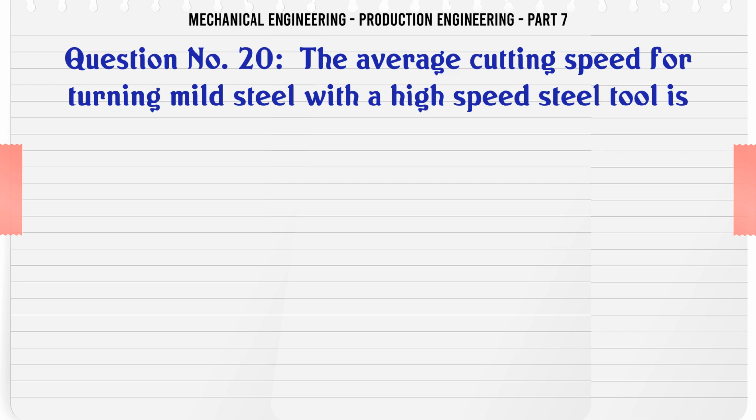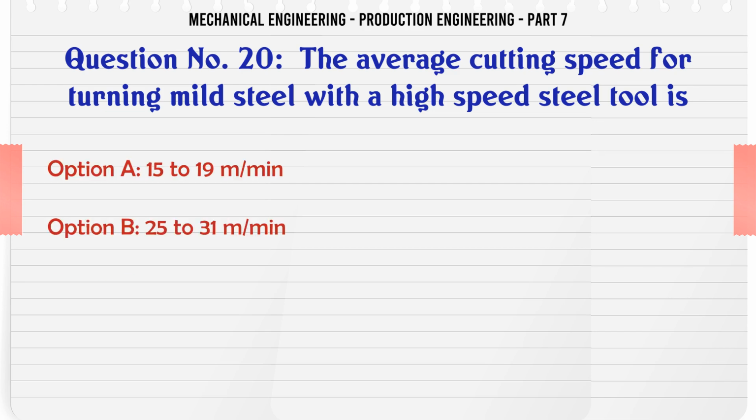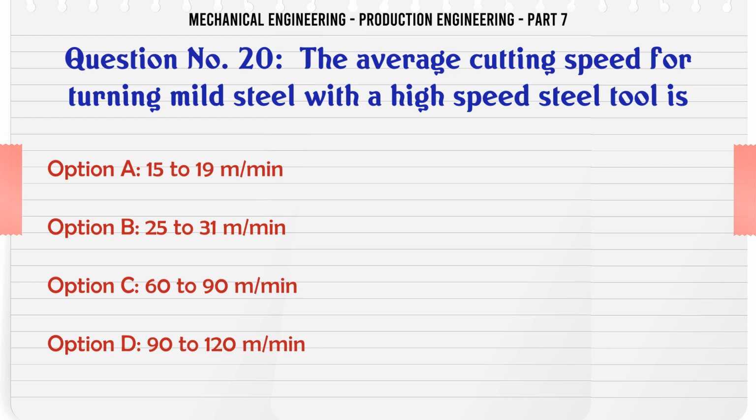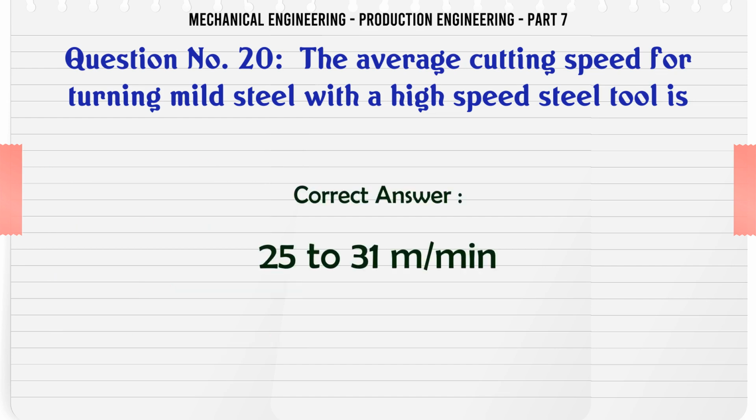The average cutting speed for turning mild steel with a high-speed steel tool is A) 15 to 19 m/min, B) 25 to 31 m/min, C) 60 to 90 m/min, D) 90 to 120 m/min. The correct answer is 25 to 31 m/min.